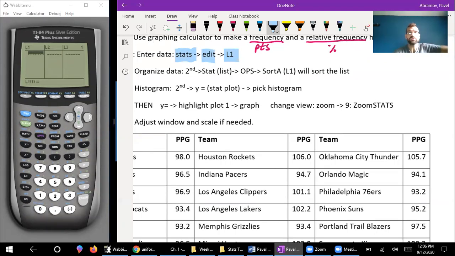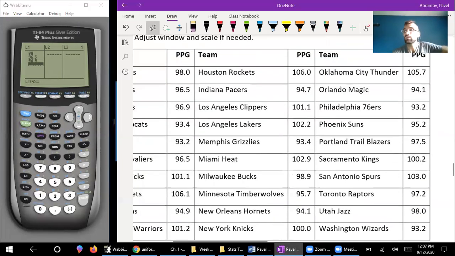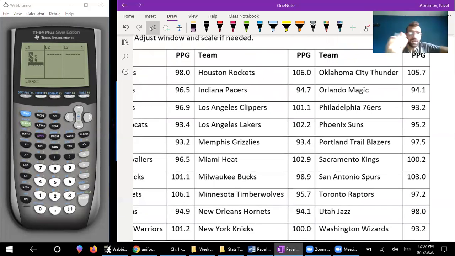Now here we're just going to enter our data. We're going to enter 98. You can put 98.0, but you don't have to, since it's the same thing as 98. Then we have 96.5, enter, then 96.9, enter, and so on. We're going to enter all of this data into L1, our list 1. I would highly suggest that you practice with your graphing calculator along with me. Right now I'm going to pause the video and enter all of the data.